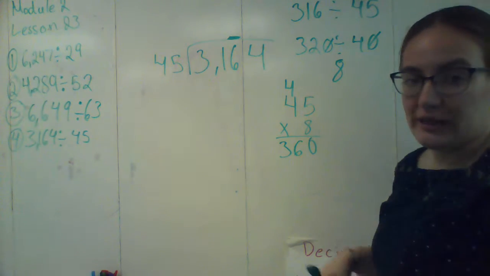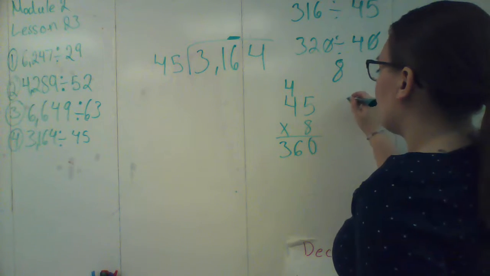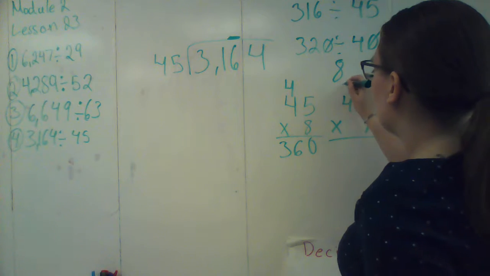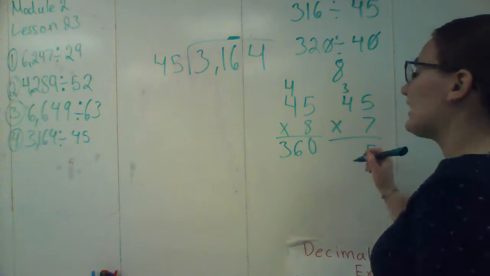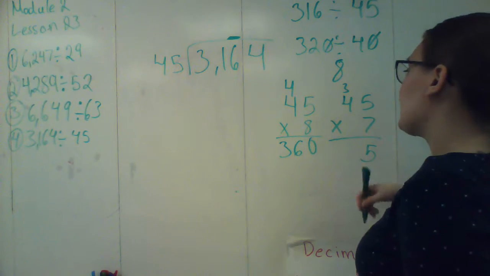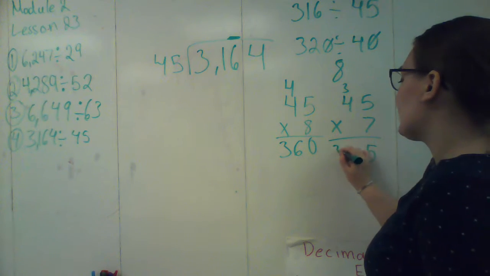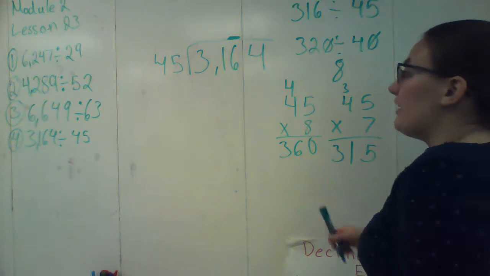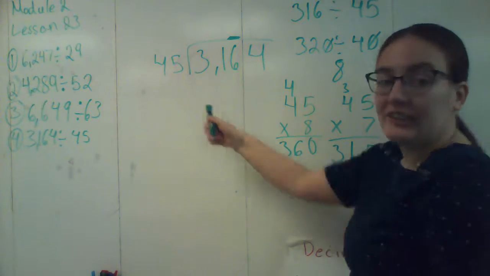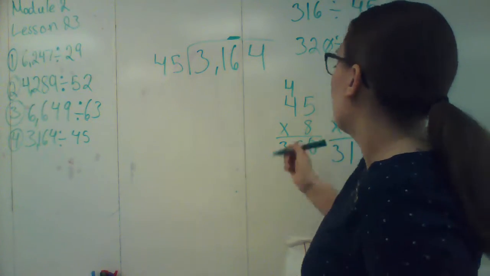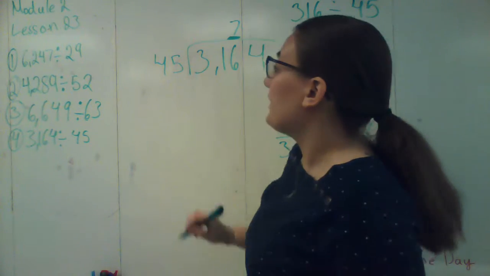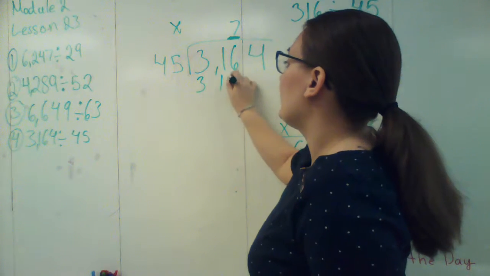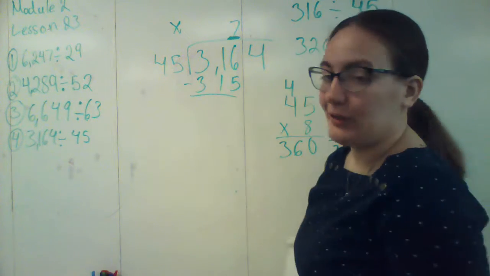So that's definitely way too big. So we're going to try a number smaller than that. So let's try 7. So I have 45 times 7. 5 times 7 is 35. 4 times 7 is 28. And 28 plus 3 is 31. So 315 actually works perfectly for me, especially because I know the difference between those two is definitely not more than 45. So I'm going to write a 7 up here, and then I'm going to do 45 times 7 is 315. And then I'm going to subtract.